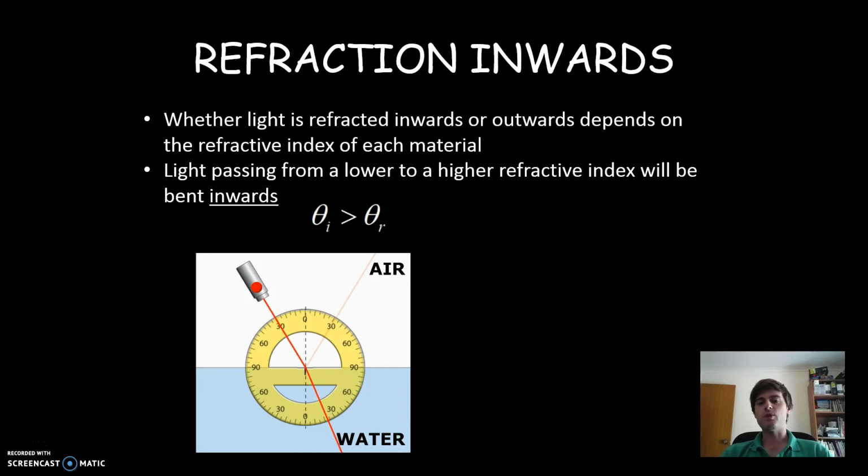So that brings us to our next point. When light is being refracted inwards, the incident angle will always be greater than the refracted angle. So here, the incident angle is 30, the refracted angle is about 24, so the incident angle is the larger of the two angles.